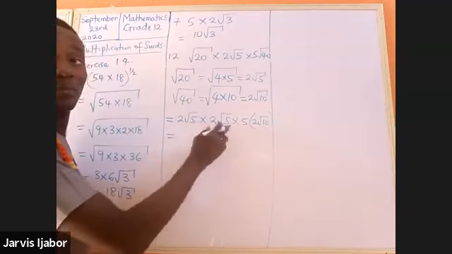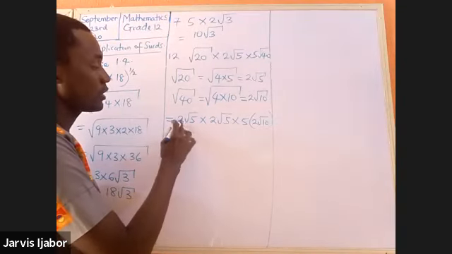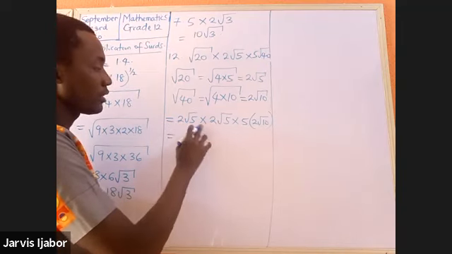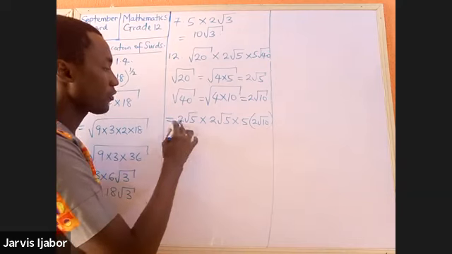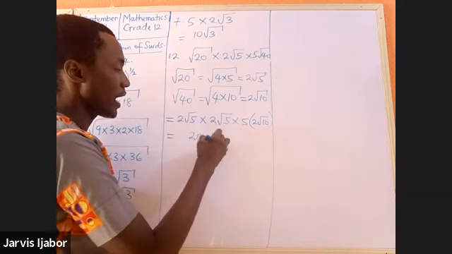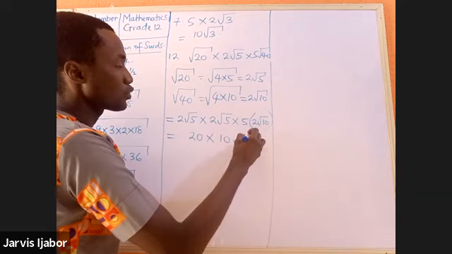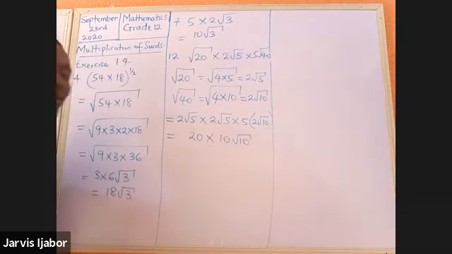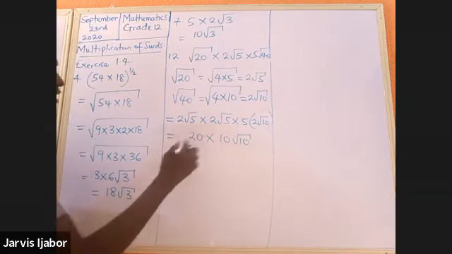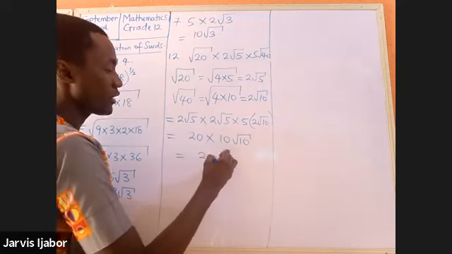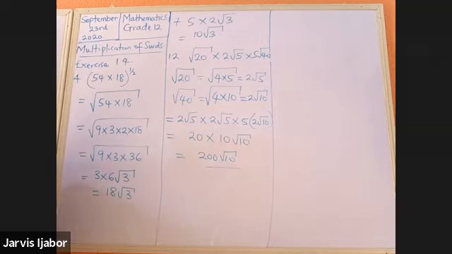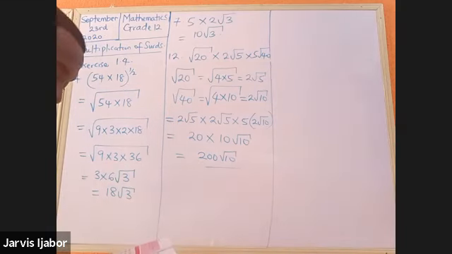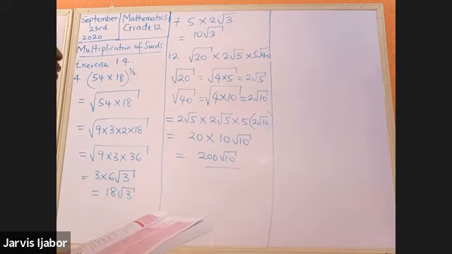This one I can easily multiply out. This will give me 2 times 2, 4. Root 5 times root 5 will give me 5. So that will give me 4 times 5, which is 20, times 10 root 10. So 20 times 10 will now give me 200 root 10. It usually requires you to take it gradually. That's the trick here: take it gradually. Okay, so let's look at question 13.